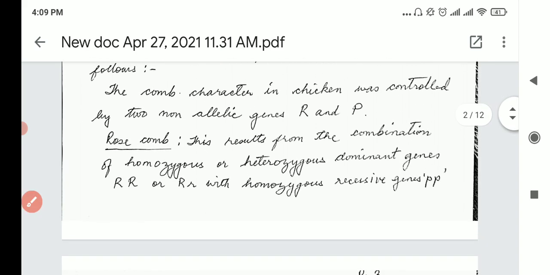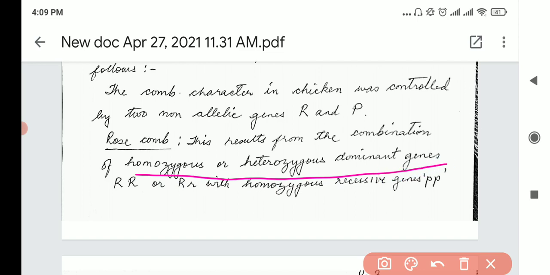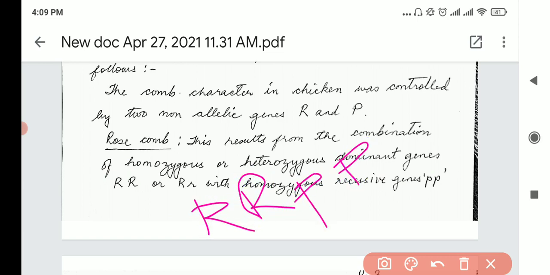So let's look at what alleles control this. The comb character was controlled by two non-allelic genes. Let's call them R and P. R for rose, P for pea. So the rose comb results from the combination of homozygous or heterozygous dominant genes. If it's RR or Rr, we will get a rose comb, and obviously the other one has to be recessive. If it's RR and small pp, we still get a rose.